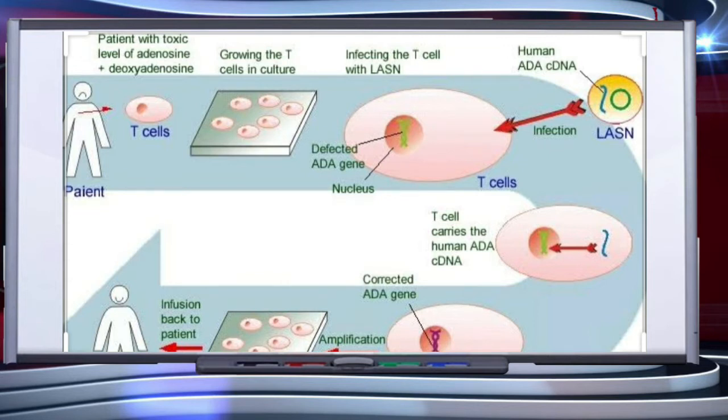If the gene isolated from bone marrow cells producing ADA is introduced into cells at early embryonic stages, it could be a permanent cure. Some other diseases that can be treated by gene therapy are hemophilia, cystic fibrosis, and Parkinson's disease.